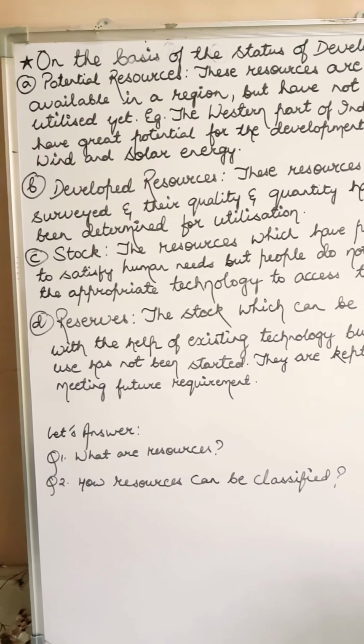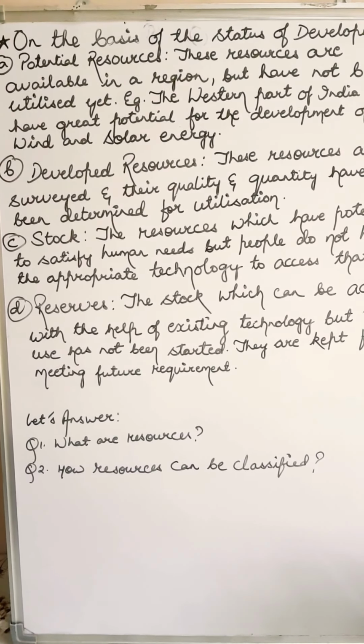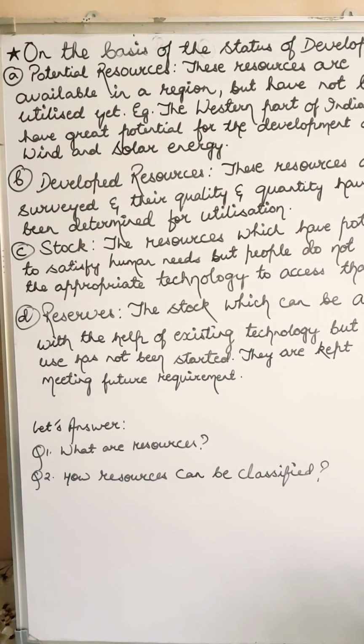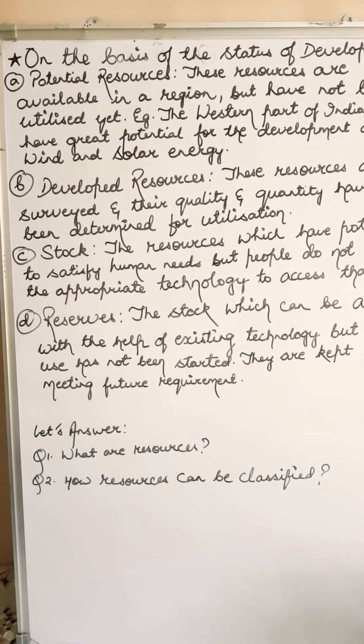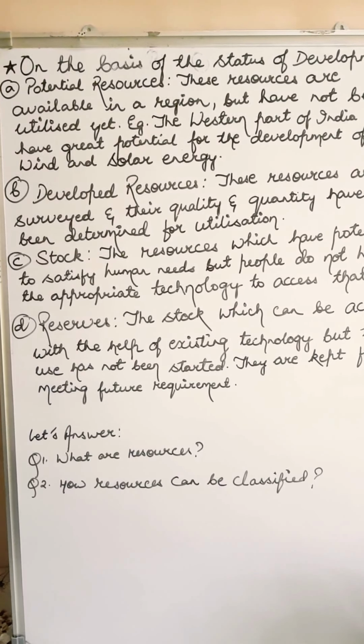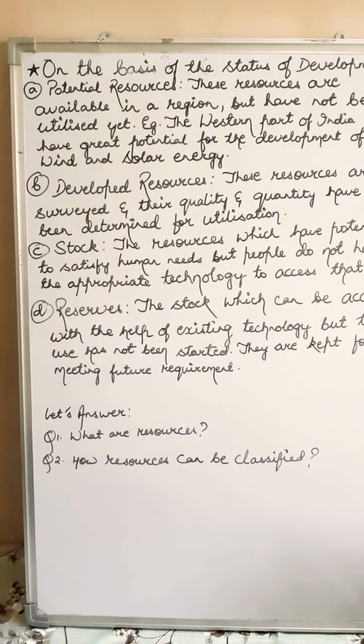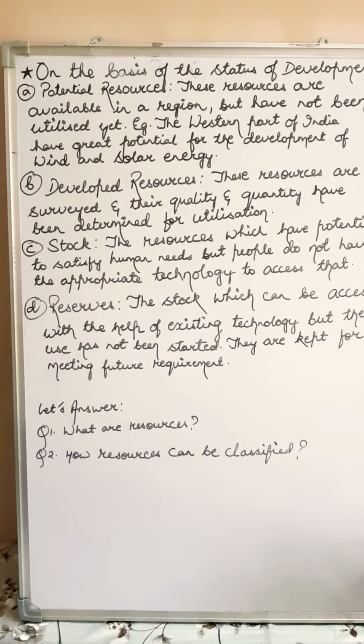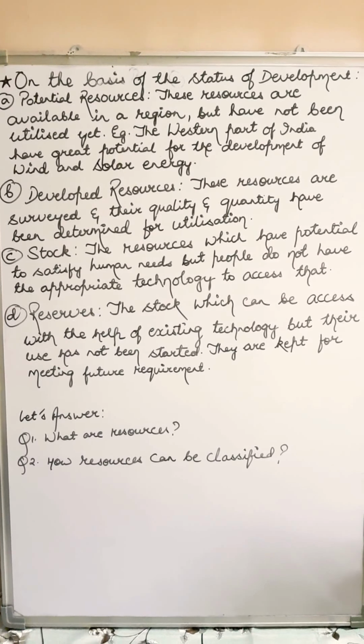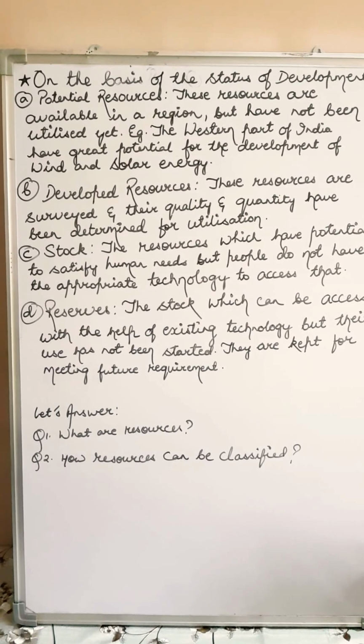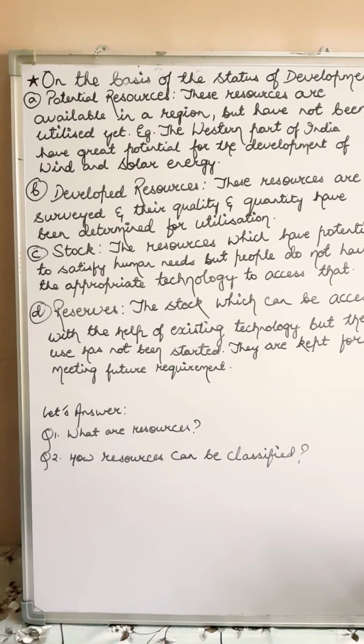For example, river water can be used for generating hydroelectricity, but presently it is being utilized only to a limited extent. Hence, water in dams, forests, etc. are a reserve. Just like you keep your pocket money in reserve for buying something tomorrow.